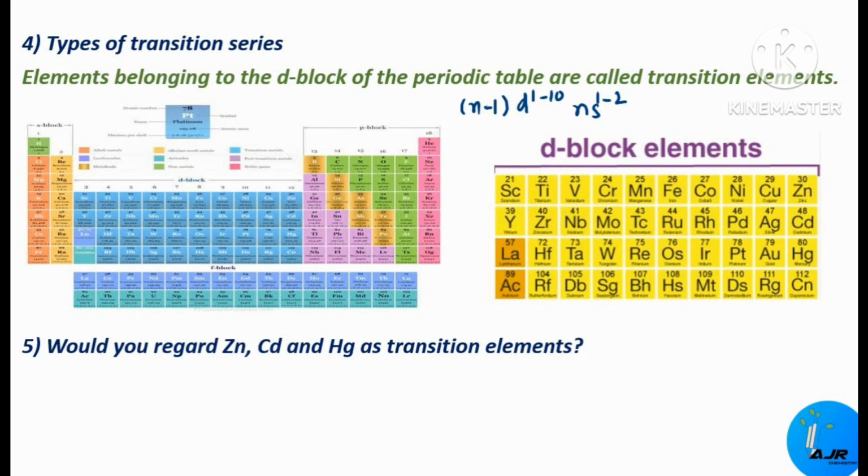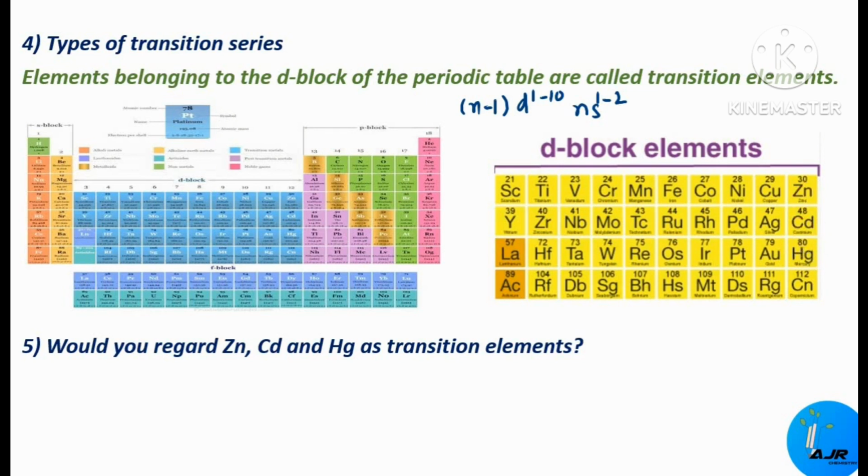So now there's a question for you. Would you regard zinc, cadmium, and mercury as transition elements, where these elements are at the end of all the series, right? Is it not? At the end of all the series we have zinc, cadmium, mercury, and the question is, would you regard zinc, cadmium, and mercury as transition elements?